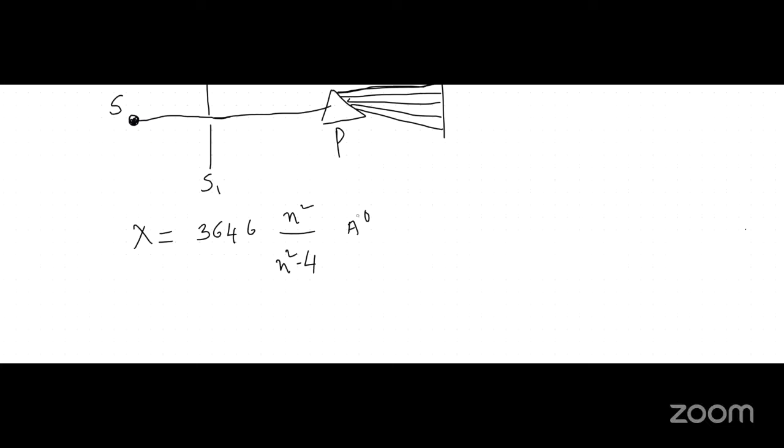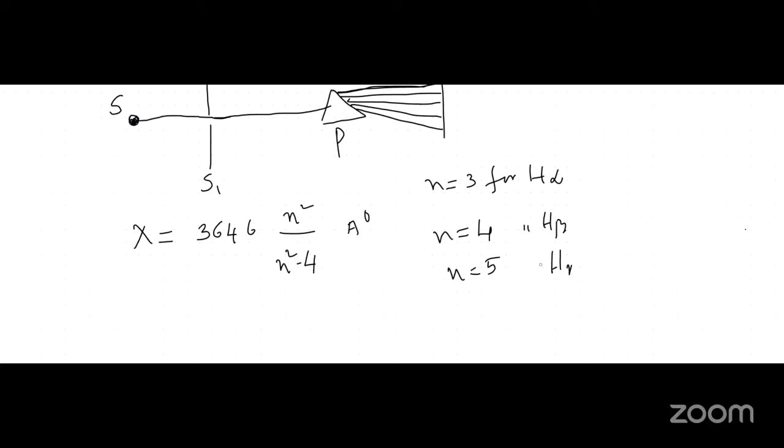Generally, in this case, n equals 3 for the H alpha line, n equals 4 for the H beta line, n equals 5 for the H gamma line, and so on. By substituting all the n values here, we get the wavelength of the corresponding spectral lines H alpha, H beta, H gamma, and so on.